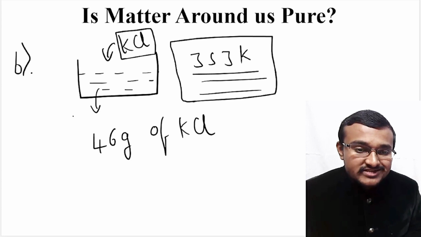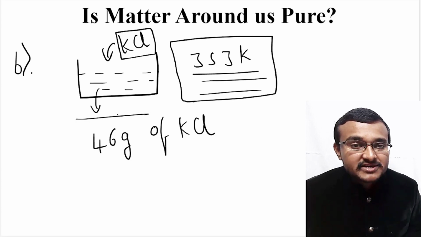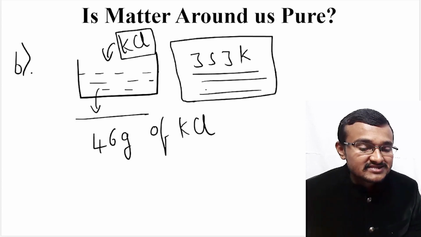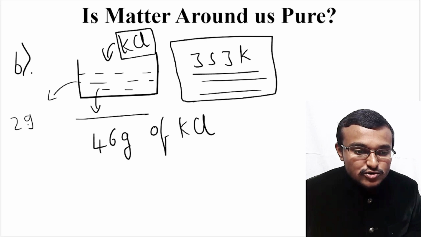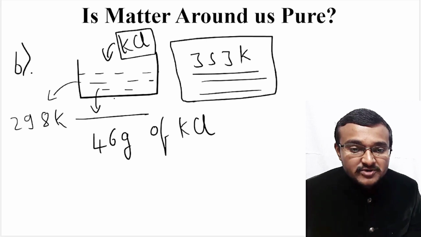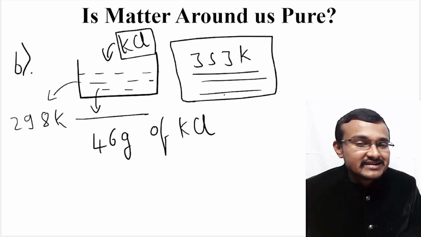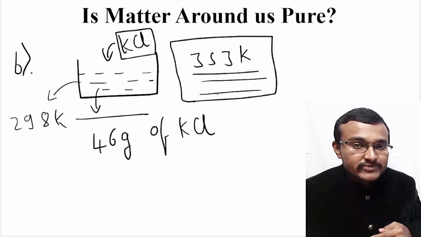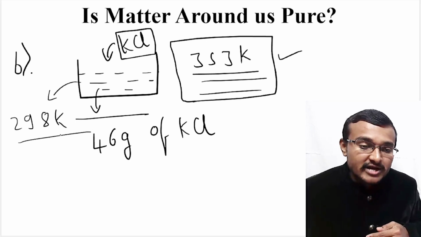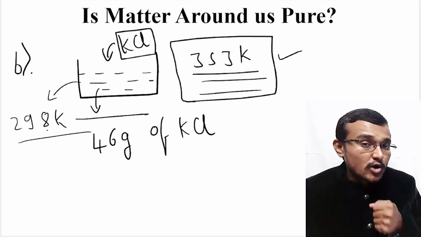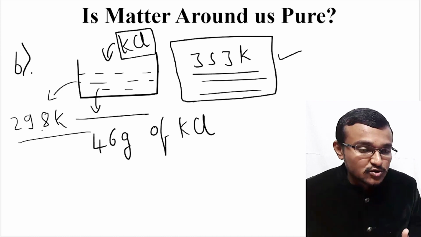Now this student will allow this water to cool down. That means the water will be cooled down to room temperature. Room temperature means somewhere around 298 Kelvin. So when this water is left like that, it will be reduced to room temperature. So now the temperature is not 353. At this point, 298 Kelvin will be there. So what will be observed in this? This is actually the question.